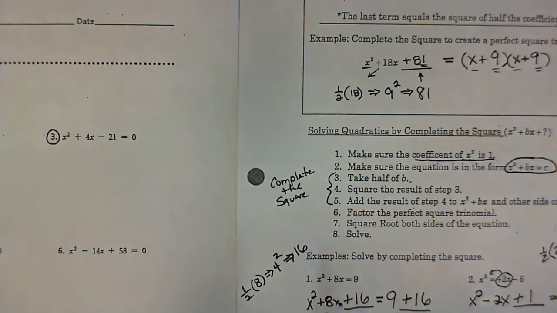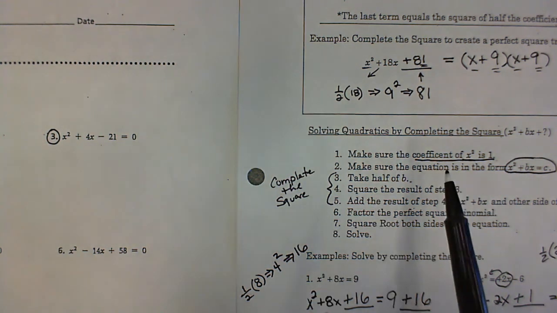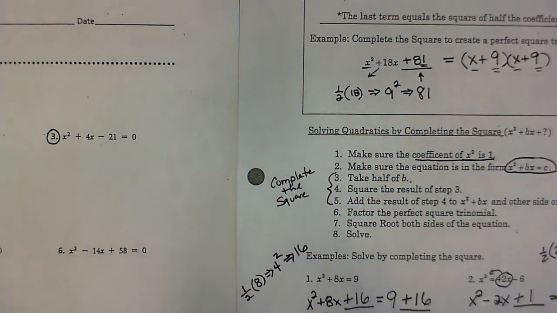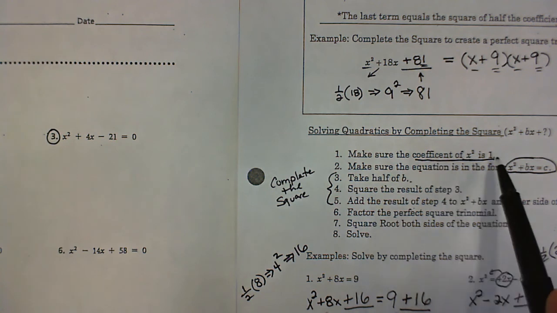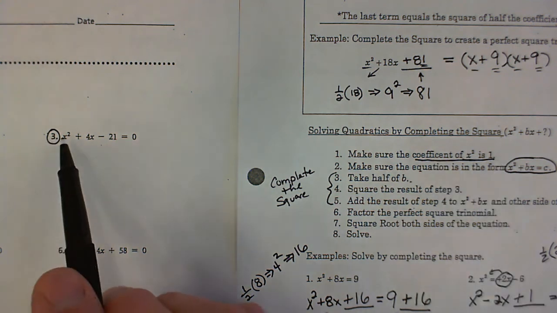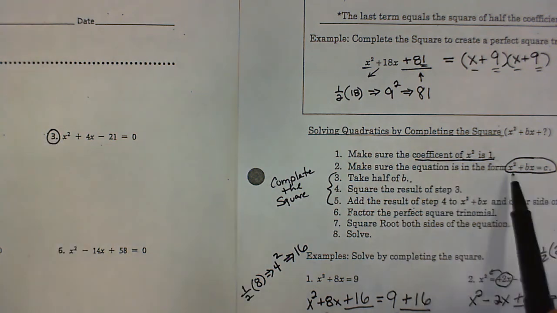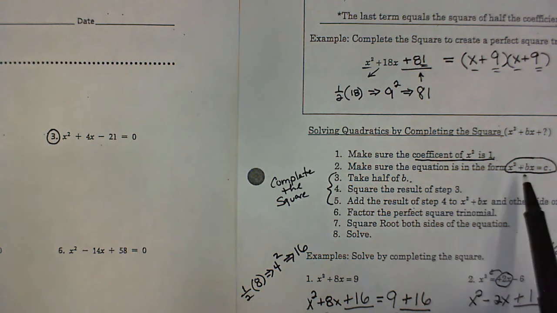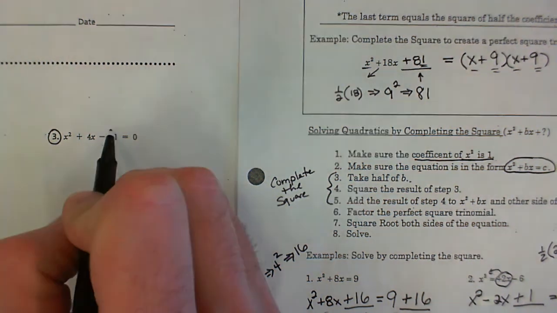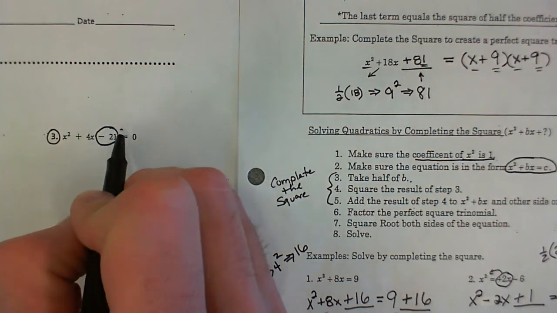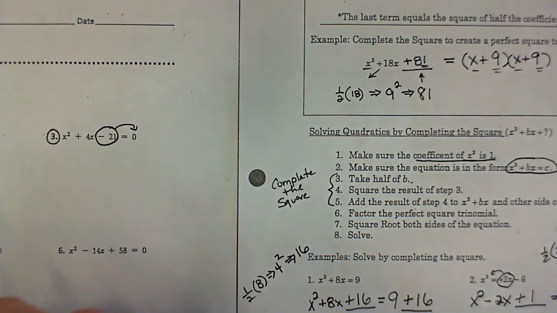So looking at your note sheet, we've got 8 steps to work through. So first we want to make sure the coefficient of x squared is 1, and it is. Then we want to make sure that the equation's in the form of x squared plus bx equals c, so the x squared and x term are on the left side, whole numbers on the right. And we don't currently have that. So the whole number needs to move over to the other side of the equation.